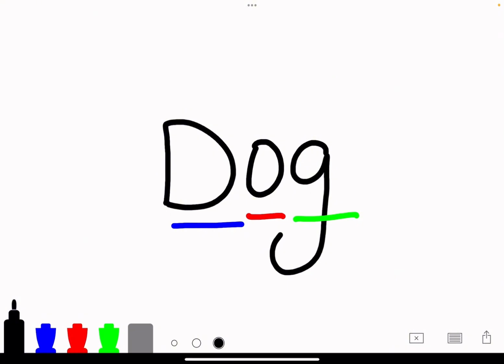D-O-G spells the word dog. Nice job. Let's go ahead and do that one more time together, friends. D-O-G spells the word dog. Perfect. Now we're going to move on to writing the word dog.